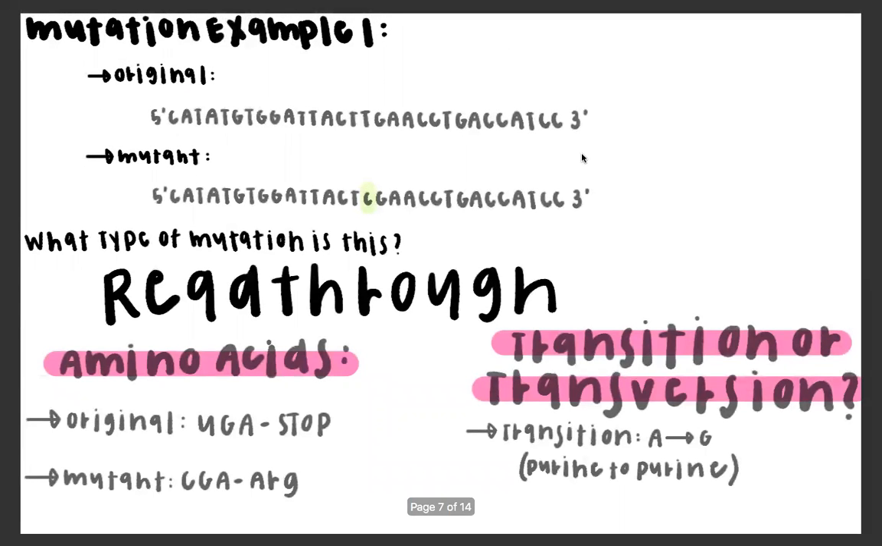For the first example, this is a read-through mutation. Our original DNA strand would have given us the UGA codon, which is a stop codon, but our mutant DNA gave us the ARG codon. This is a read-through because we are changing the stop codon to another amino acid. We can also say this is a transition mutation because we are going from a purine to a purine.